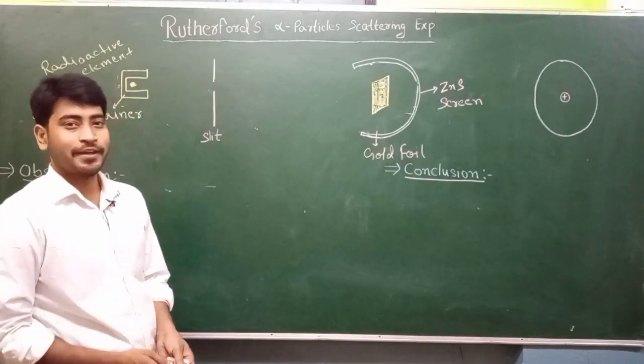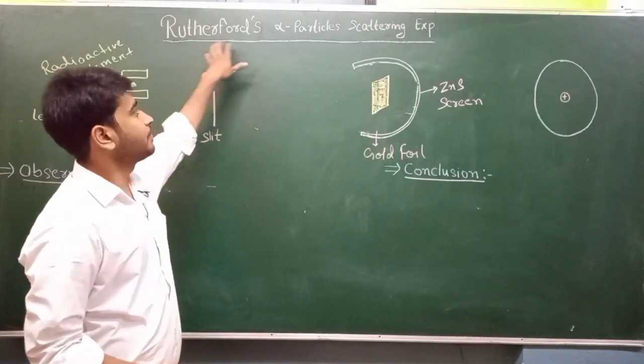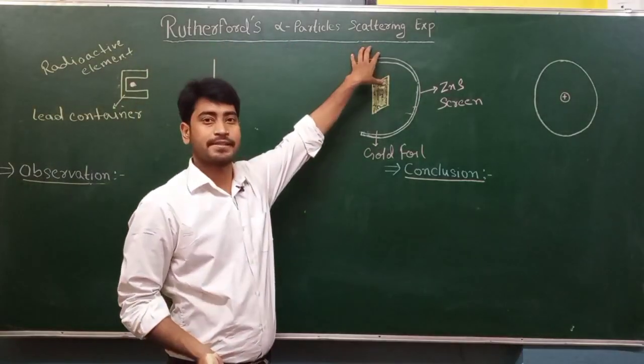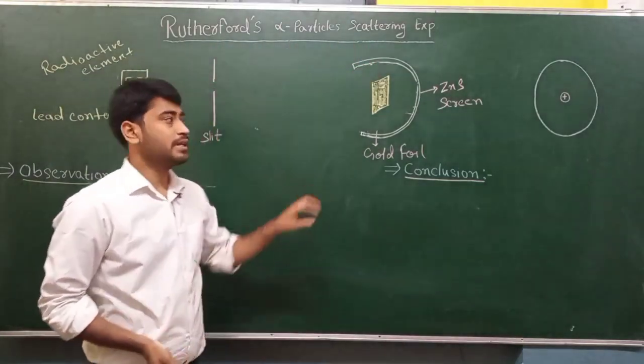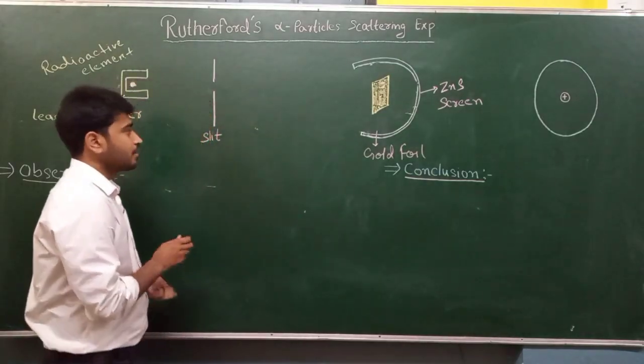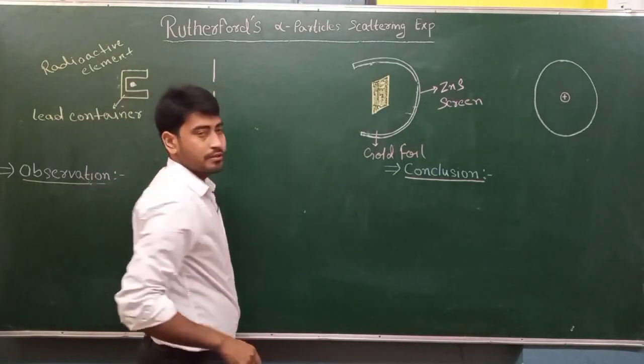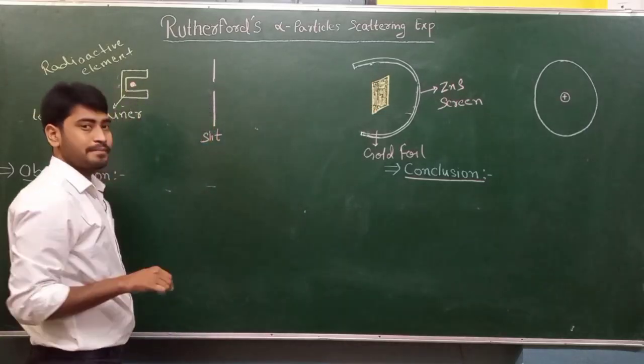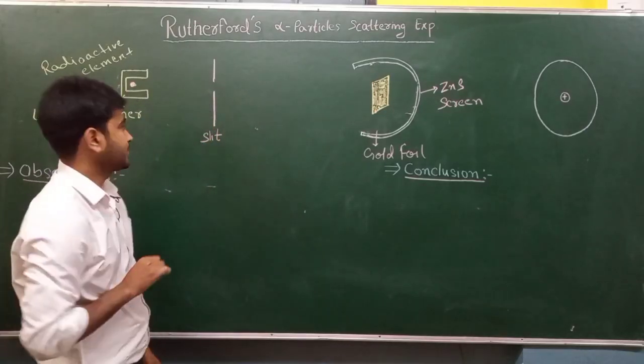Hello everyone. Today we will discuss the Rutherford alpha particle scattering experiment. This is also known as the gold foil experiment. Why? Because Rutherford took a thin sheet of gold foil. That is why this experiment is also known as the gold foil experiment.